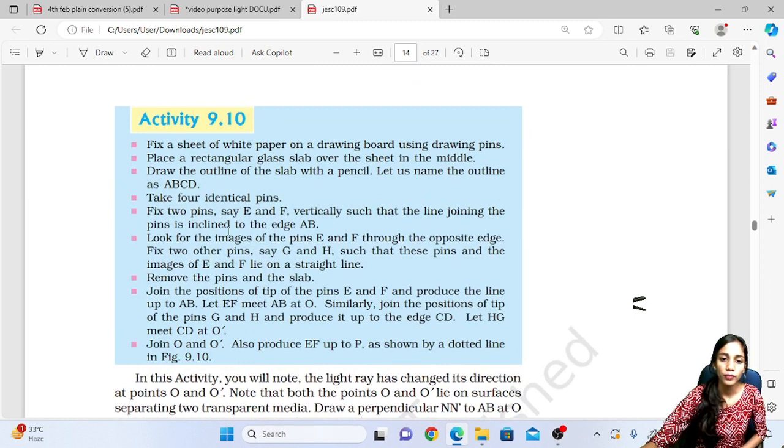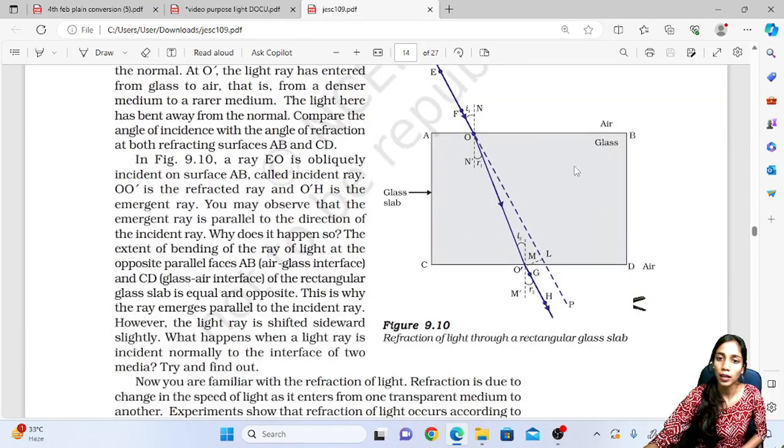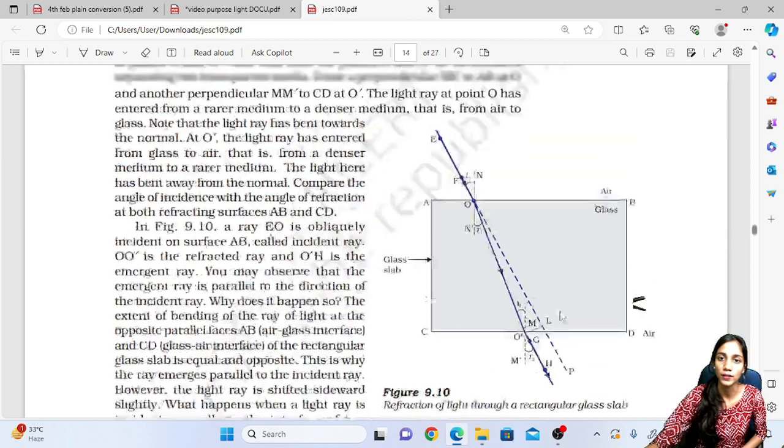Now from the other side, look for images of the pins E and F through the opposite edge. This edge of the glass is AB. Now from the CD edge you have to look for the images of these pins, and wherever you can see the images of the pins on this side, at that position you have to place the other two pins.